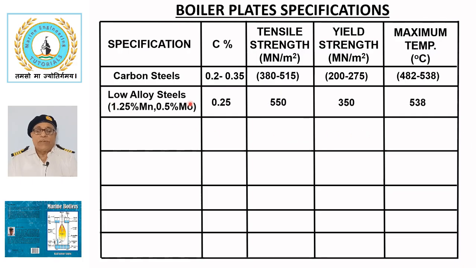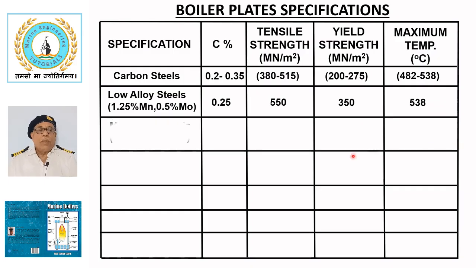Low alloy steels. Low alloy steels with 0.25% carbon, 1.25% manganese and 0.5% molybdenum provide yield strength of 350 meganewton per meter square at maximum temperature of 538 degrees Celsius. They provide good strength and creep resistance at elevated temperatures.